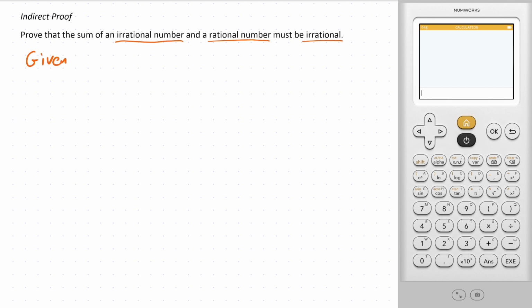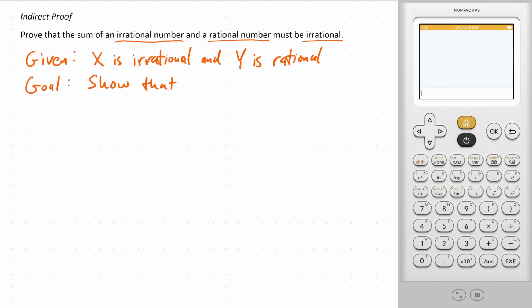Okay, so given x is irrational, and y is rational. So given x and y such that x is irrational and y is rational, our goal: show that x plus y, the sum of x and y, is irrational.